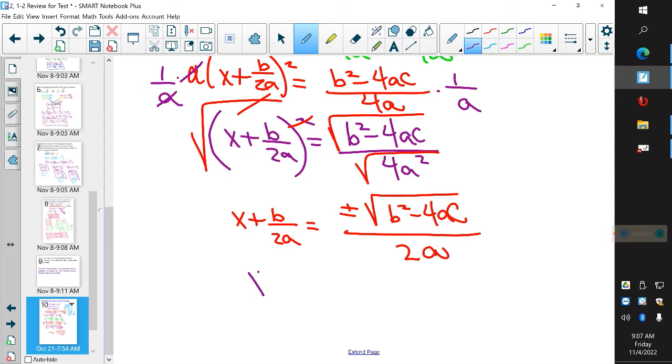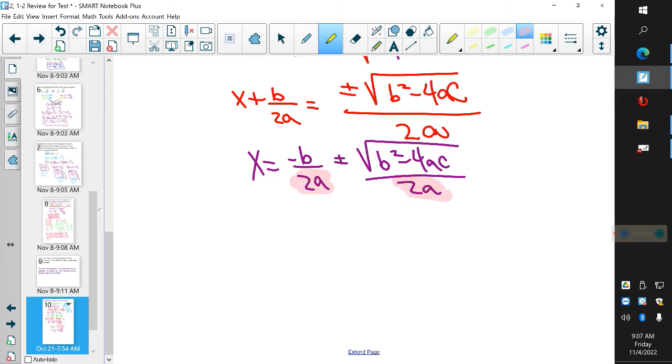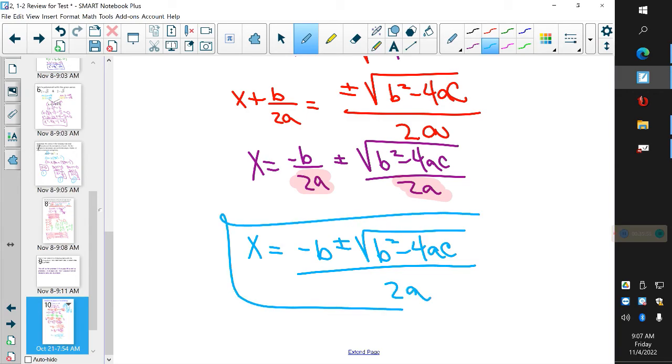Subtract b over 2a. So x is equal to negative b over 2a plus or minus the square root of b squared minus 4ac all over 2a. Do you see I have the same denominator? So write it as 1, negative b plus or minus the square root of b squared minus 4ac all over 2a. X equals negative b plus or minus the square root b squared minus 4ac all over 2a.